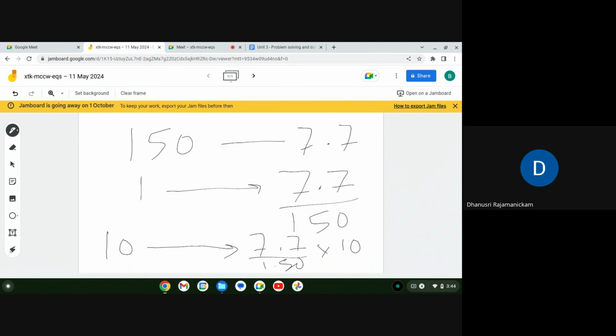So I will knock off these two zeros. It's 7.7 by 15. It's almost like a half, right? 7.5 by 15 will be 1 by 2, 0.5. It looks like 0.5, right? Very close to 0.5.